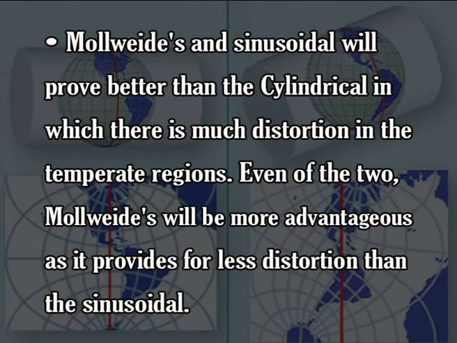Distribution of temperate crops like wheat is required to be shown on the world maps. Mollweide and sinusoidal will prove better than the cylindrical, in which there is much distortion in the temperate regions. Even of the two, Mollweide will be more advantageous as it provides for less distortion than the sinusoidal.